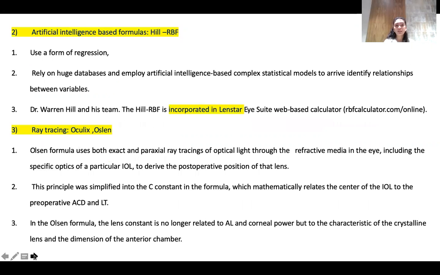Coming to the other formula, which is the artificial intelligence-based formula, the Hill RBF formula. This is incorporated in the LensStar, and it is also freely available online. Taking things a step ahead is the ray tracing formula, which is the Olsen. Olsen basically uses the principle of a modified C constant, which helps us predict the effective lens position more precisely, as it takes into consideration the characteristics of the crystalline lens and the dimensions of the anterior chamber.